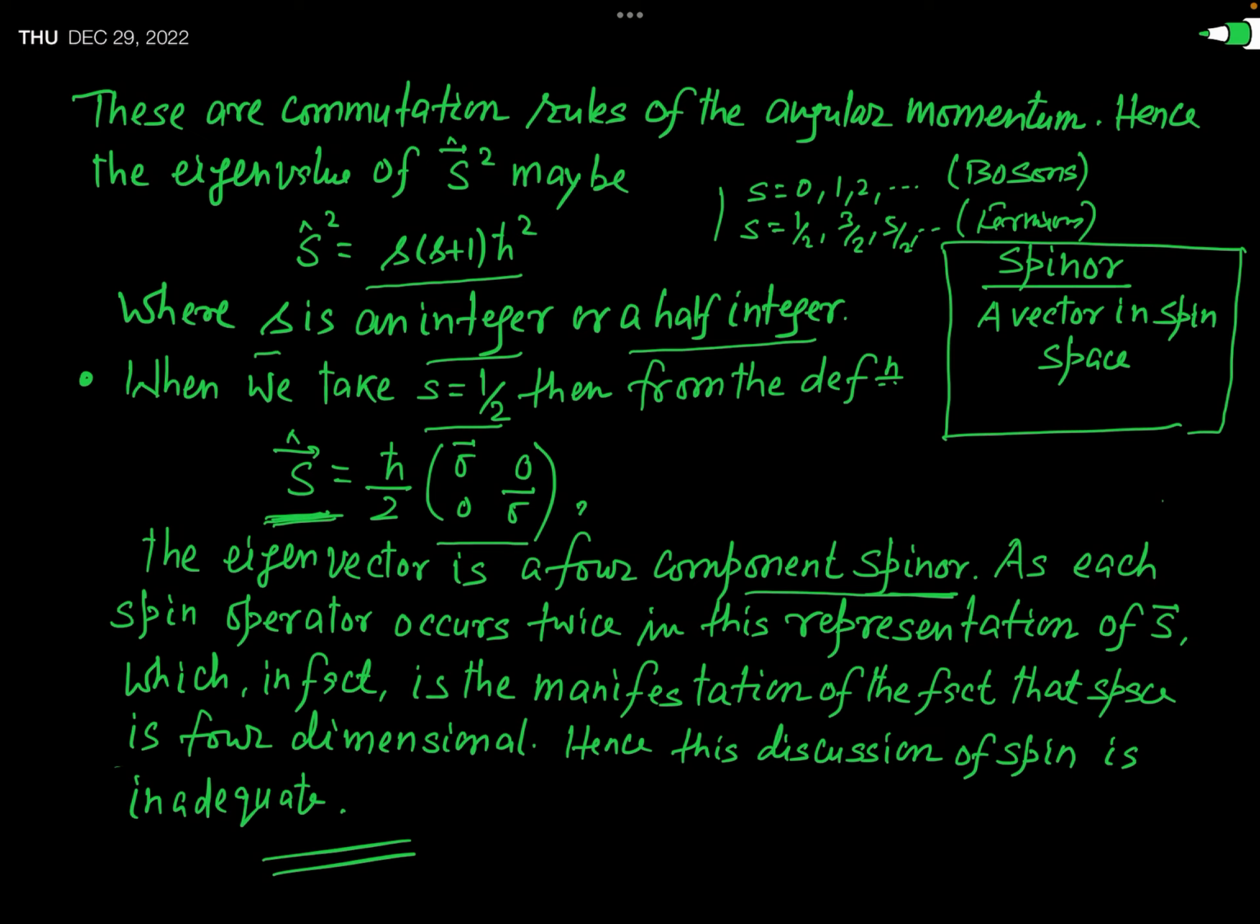And as it has 4 components, this actually implies that our space is not 3-dimensional but 4-dimensional. In this discussion, we have actually considered that the space is 3-dimensional. So this description of a spin is not very adequate. It is somewhat inadequate.